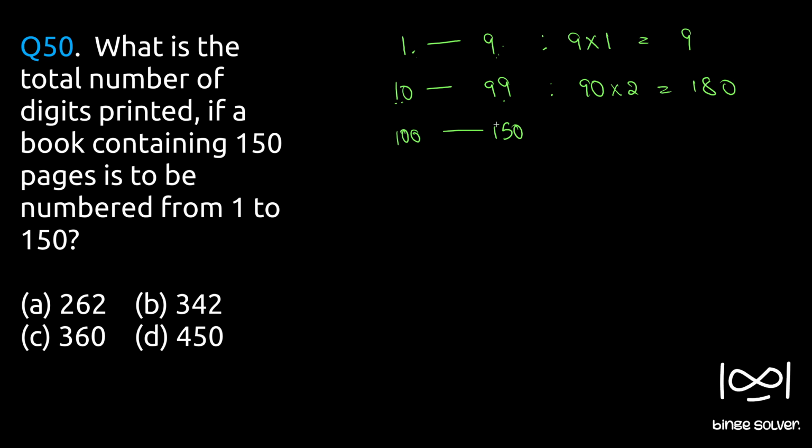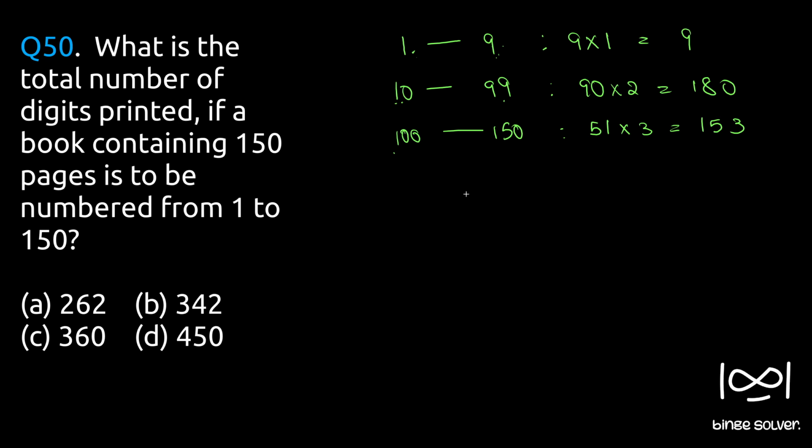Similarly, 150 minus 100 is 50, plus 1. So there are 51 pages between 100 and 150, including 100 and 150. So 150 minus 100, 50 plus 1, 51. Each page requires 3 digits. So 51 into 3, that is 153.